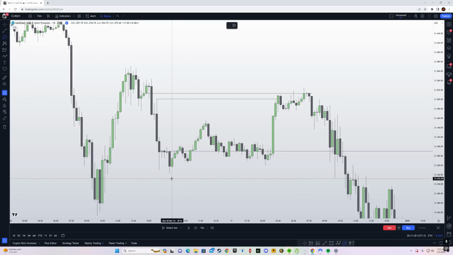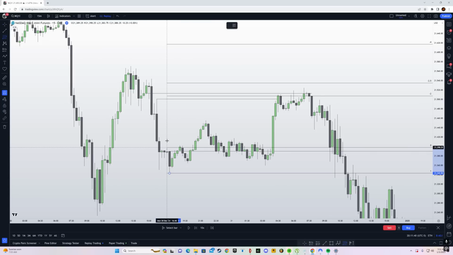So, price pushes up. Now, let's use standard deviation to see some more stuff. So let me just remove this. We're using our standard deviation from the last low to the last high before a market structure shift.